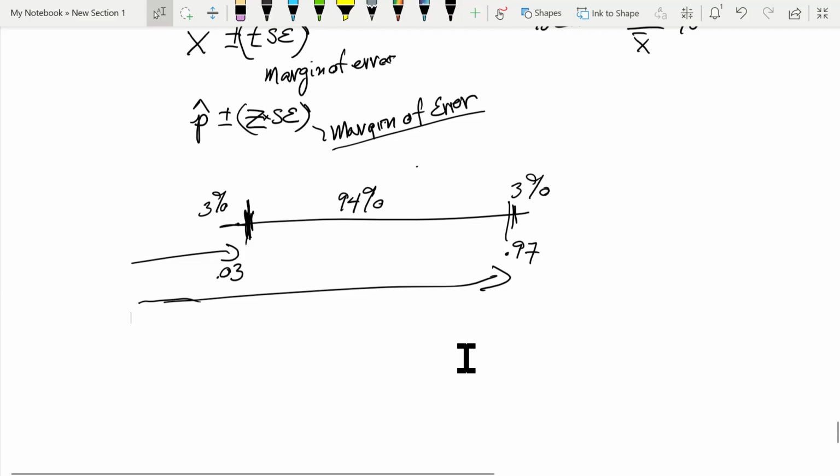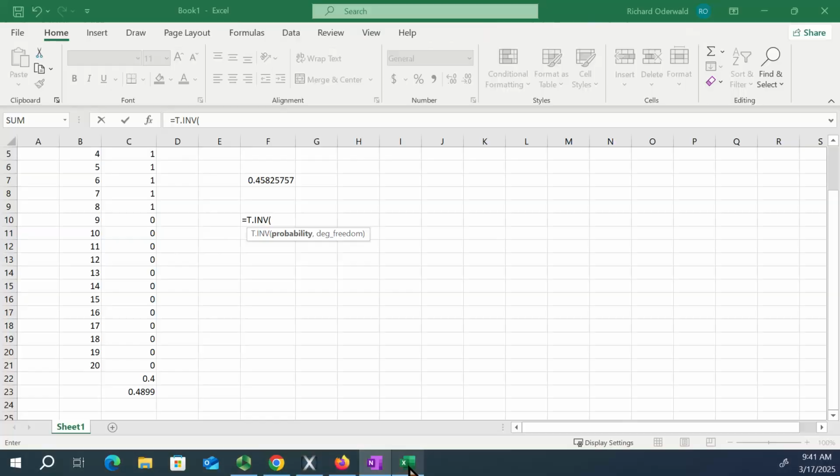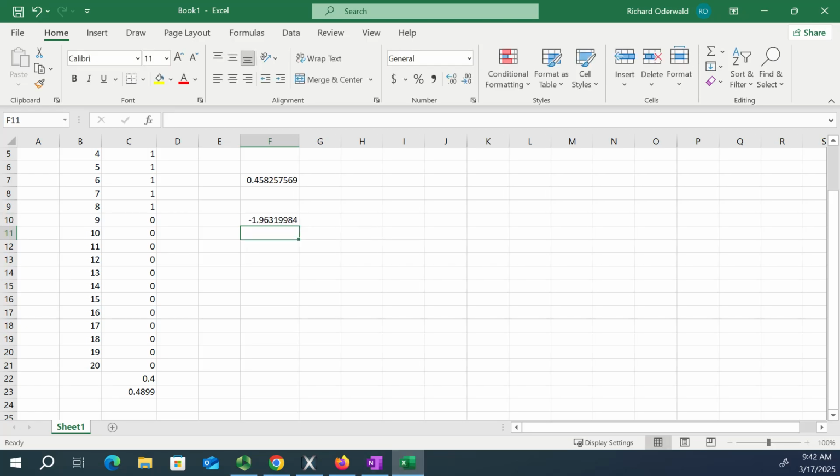What's the difference if I put in 0.03 or 0.97? Positive and negative. They are symmetric, so one end is just like the other. So I have 0.03 with 27 degrees of freedom. And that is plus or minus 1.963.